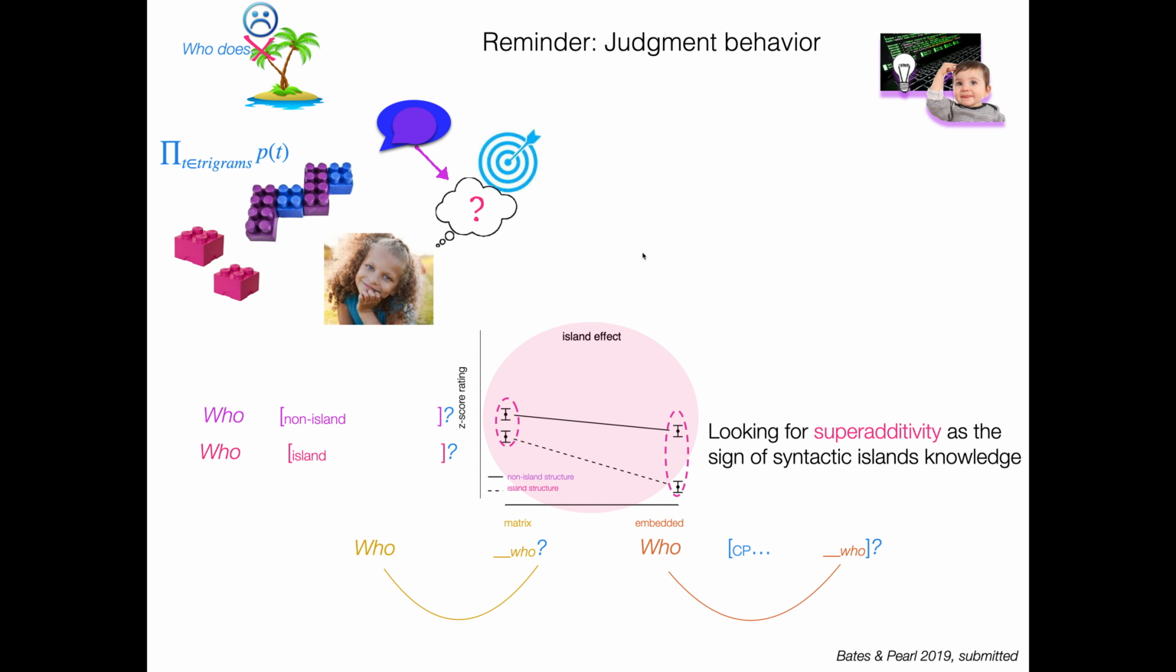And just a reminder of the behavior we're looking for to indicate knowledge of the appropriate constraints or the appropriate preferences is that we have superadditivity in this kind of interaction plot, where in particular if you have an embedded dependency that has an island structure in it and the dependency is crossing that island structure, it's extra bad, right? It's not just the additive badness of both the embedded and the island structure being present, it's extra bad. So that's the pattern we're looking for.